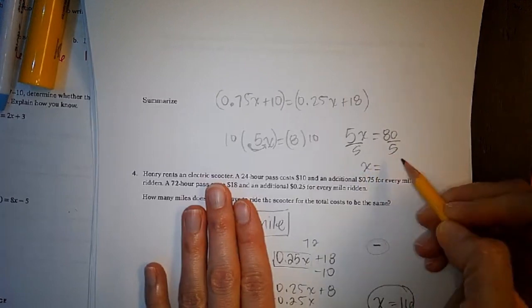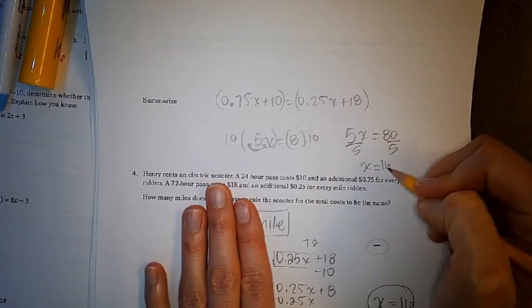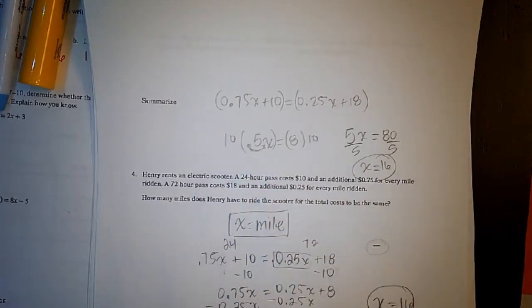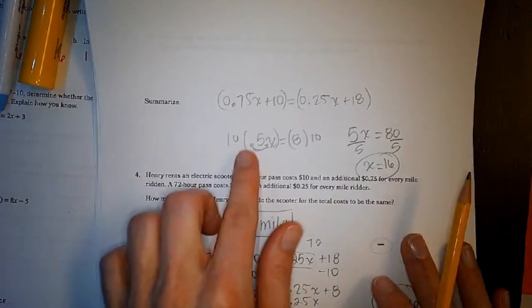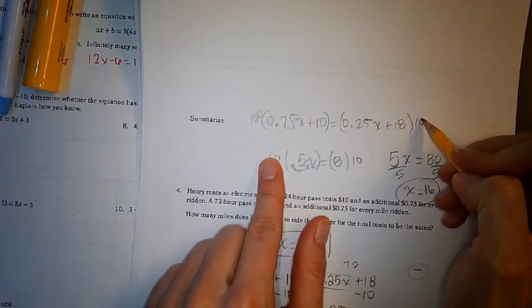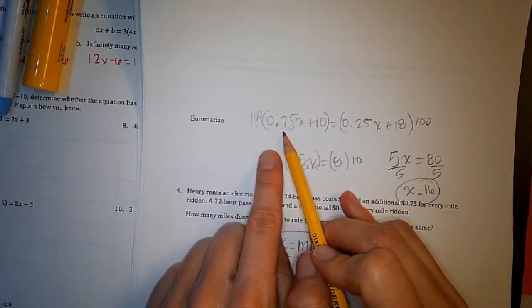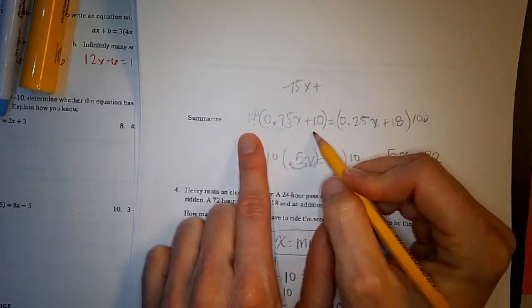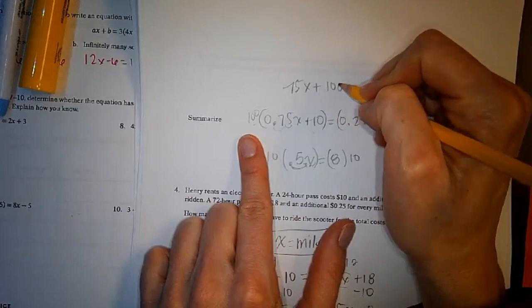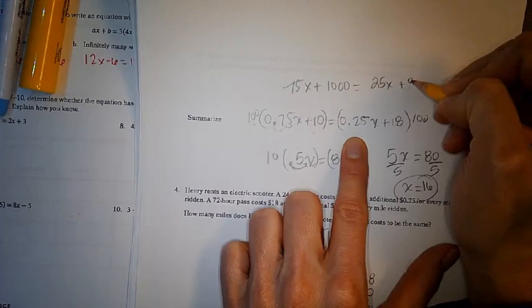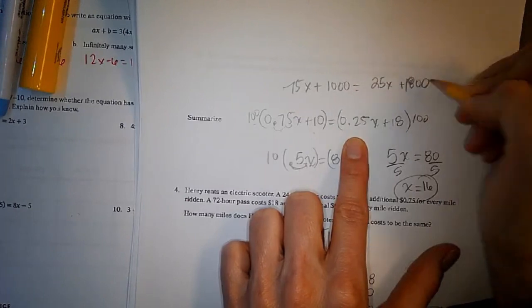Great idea, though. That's a great way to look at it, to get rid of your decimals. You could do the same thing here, though. Since we wanted to get rid of both of those, if you multiplied these times 100, look what would happen. 100 times 0.75x would be 75x plus 100 times 10 is 1,000. Same thing, 25x plus 1,800. You would just have a little bit bigger numbers, but you would end up with x equals 16. So what she did was she made it equivalent on both sides and was able to solve like that.